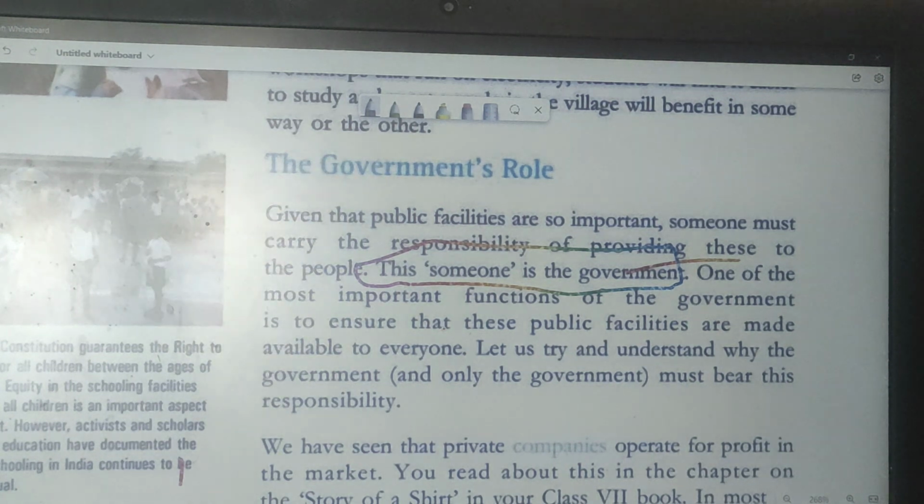So, now, what is the government's role in giving us the public facilities? Public facilities are so important that someone must carry the responsibility of providing them. Here, this someone refers to what? It refers to the government.